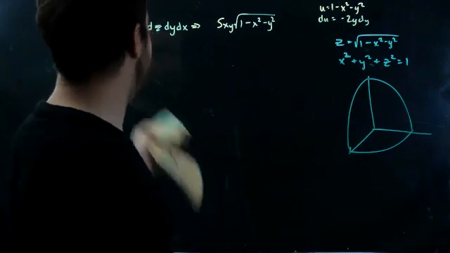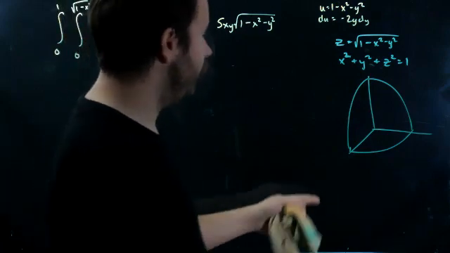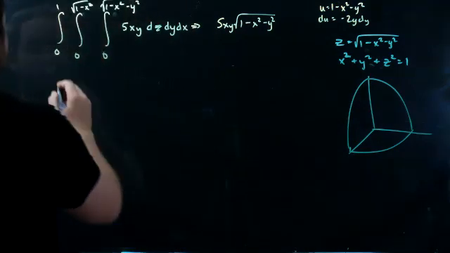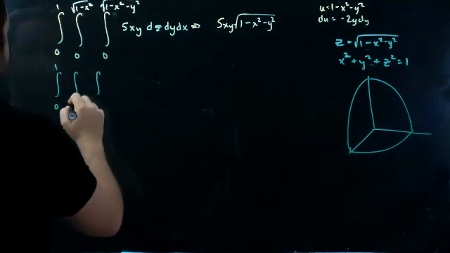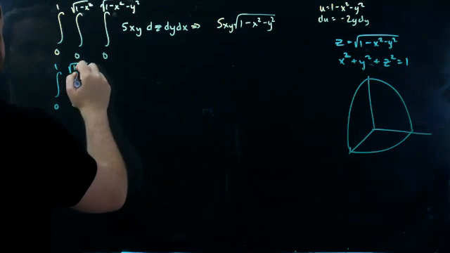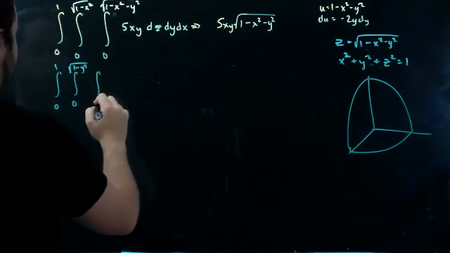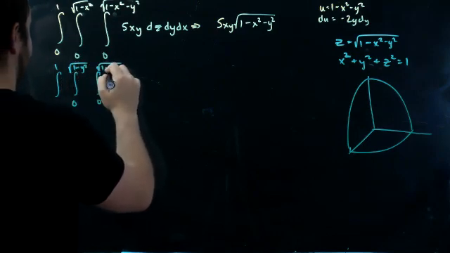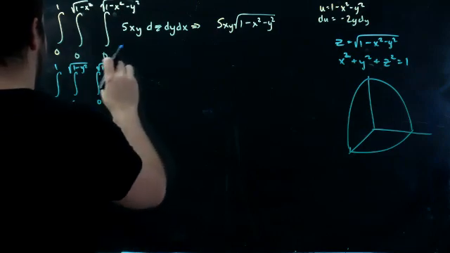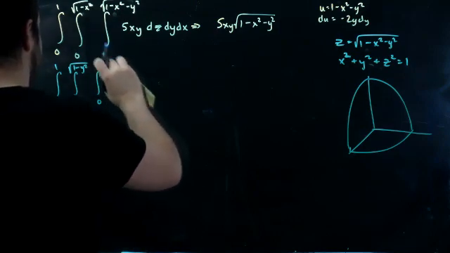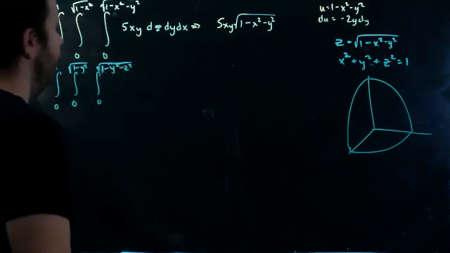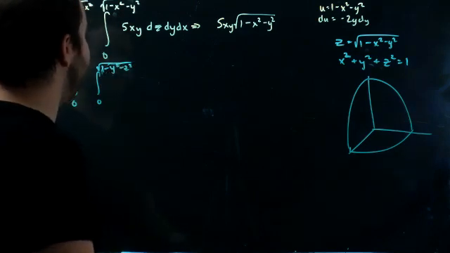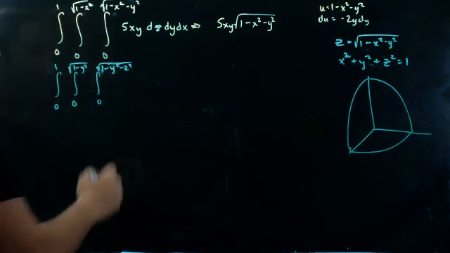Rather than integrate from 0 to square root of 1 minus x squared minus y squared, we could opt to do this. We could change the order and do the triple integral from 0 to 1, 0 to square root of 1 minus y squared, and then 0 to the square root of 1 minus y squared minus z squared. Is this going to be any better, actually?